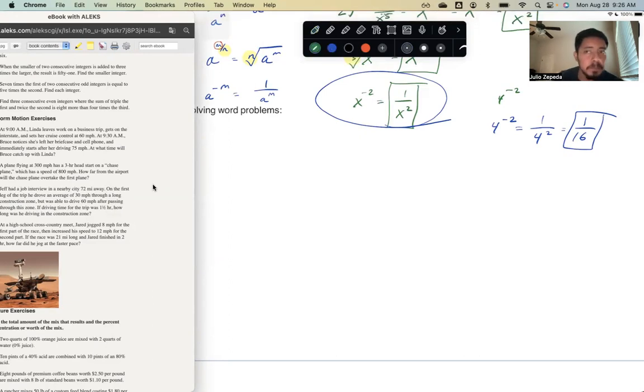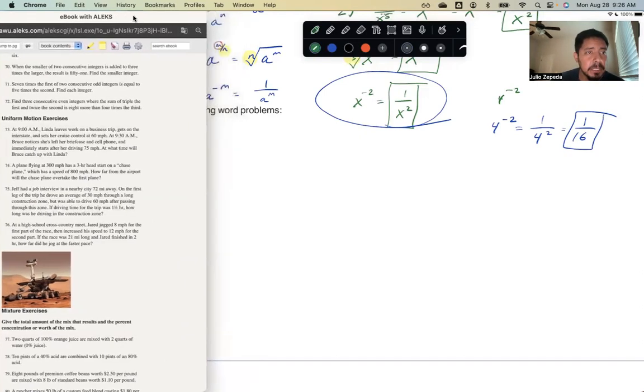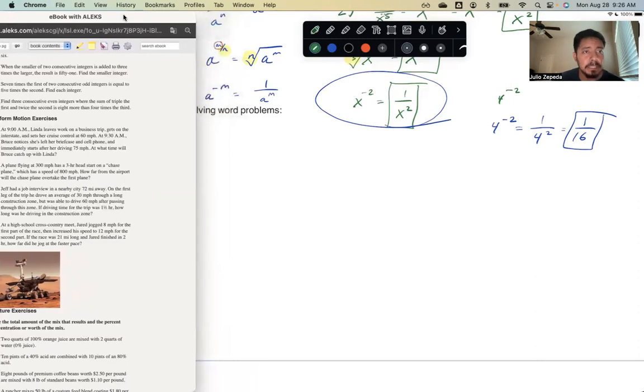Well, let me read the problem. Hopefully you can see it there as well. It says, and this is problem number 70 in the textbook, when the smaller of two consecutive integers is added to 3 times the larger, the result is 51. Find the smallest integer. Okay, so here we're talking about 2 consecutive integers.